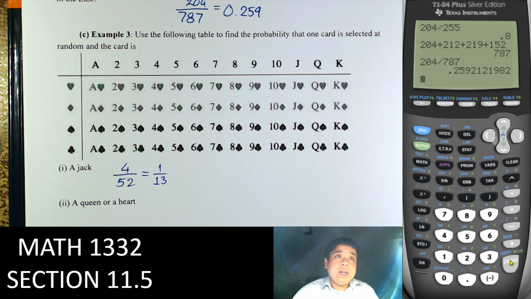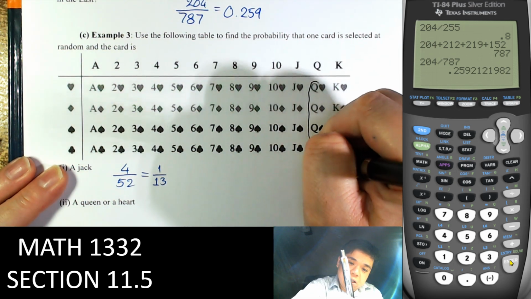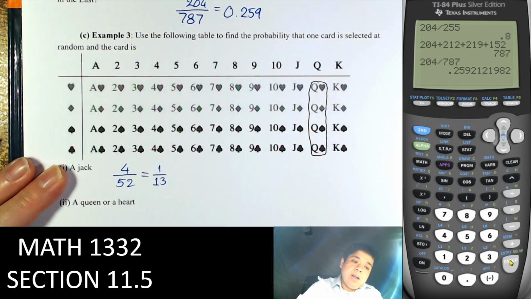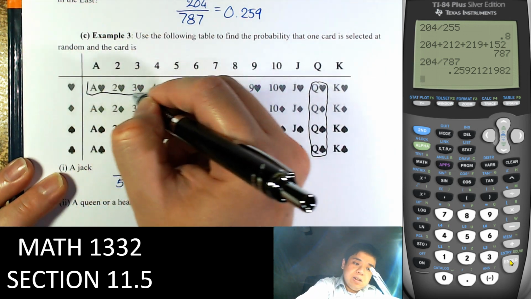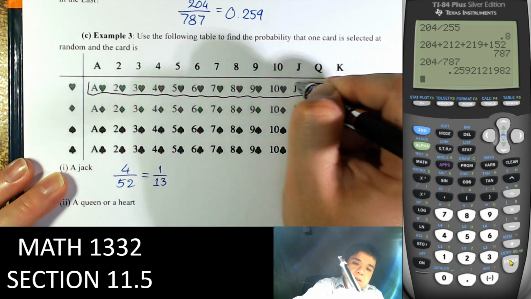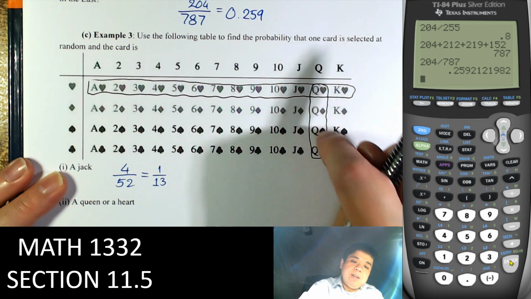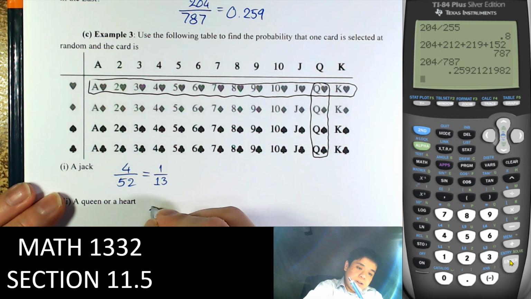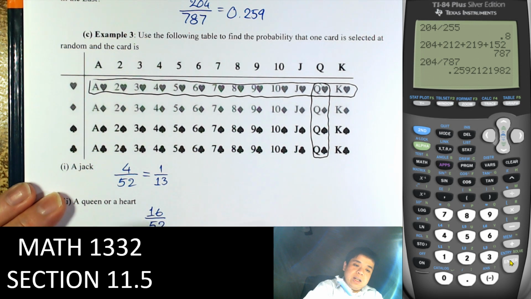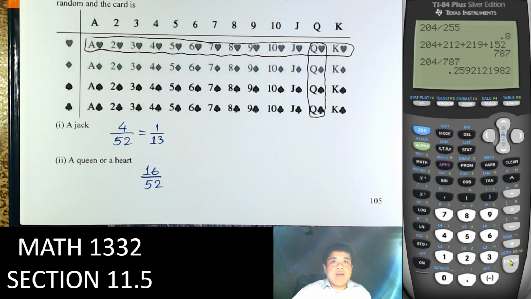Probability of getting a queen or a heart. Now just count. A queen is this, and then a heart. You count how many we selected. That's 13, 14, 15, 16. So that's 16 total. If one card is selected at random, out of 52, we have 16 out of 52. Right, it's straightforward.